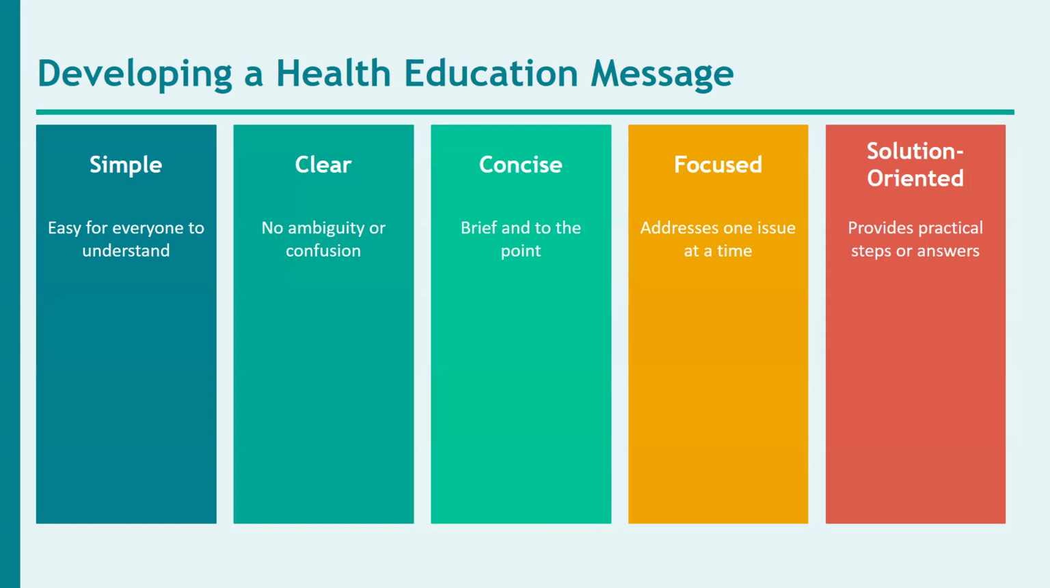Then developing a health education message. The message should be developed based on these five things: that it should be simple, which should be easy for everyone to understand. It should be clear, means there should be no ambiguity or confusion for anyone. Then it should be concise, means brief and to the point, focused. It addresses one issue at a time, and solution oriented, means it provides the practical steps or answers to the people.